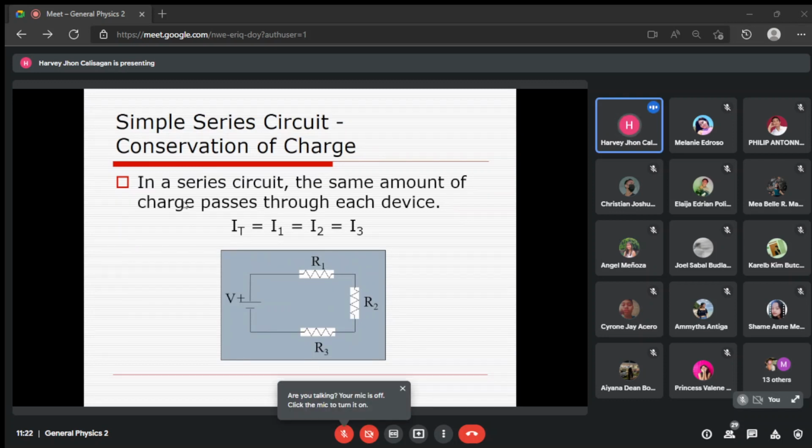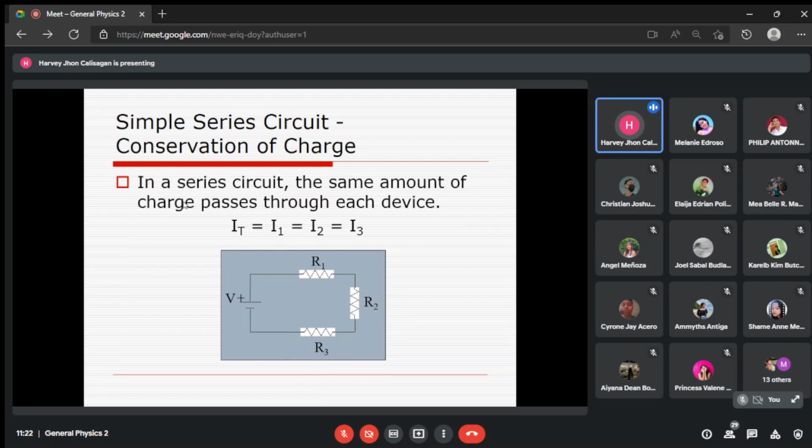From the voltage. So if we are relying only on one, if the current has a low capacity to flow in the entire circuit, then for example those bulbs, those electric lights will also have a low output. Low ang light.